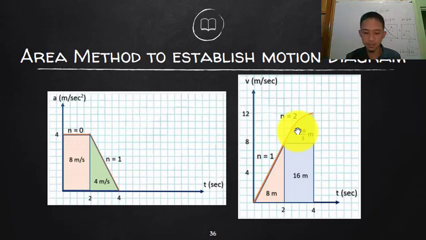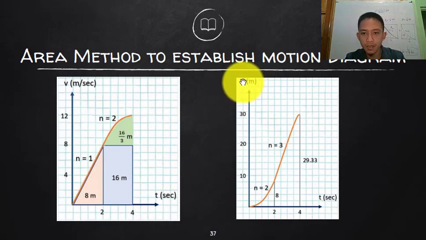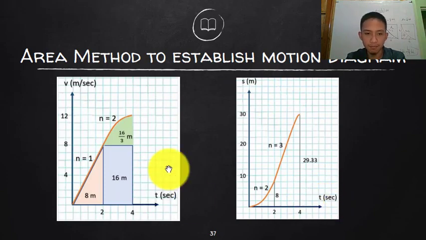2/3 of 8 is 16/3, or that is 5.333333. Okay, so let's just consider the whole number, 16/3. So later on, we will be needing the additional distance from 2 seconds to 4 seconds. I will add 16 and 16/3. Okay? So now we have your velocity time diagram. Now let's go. You have here your velocity time. Let's draw your speed or your position time diagram.